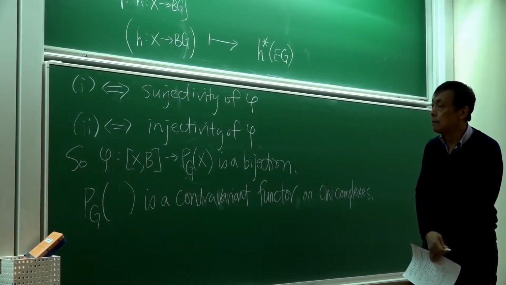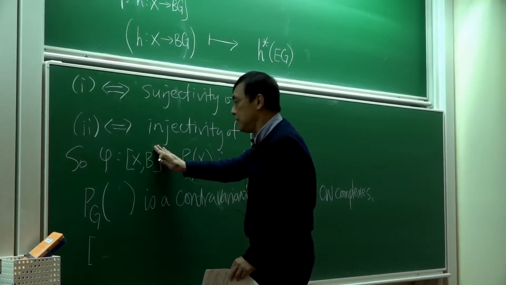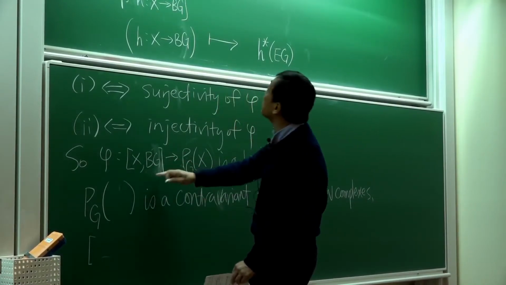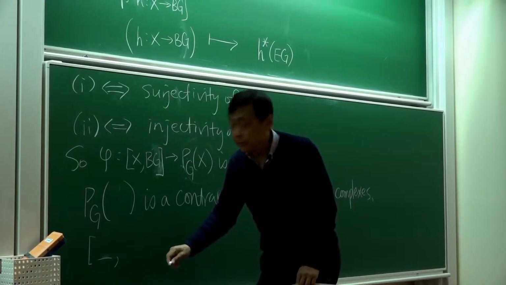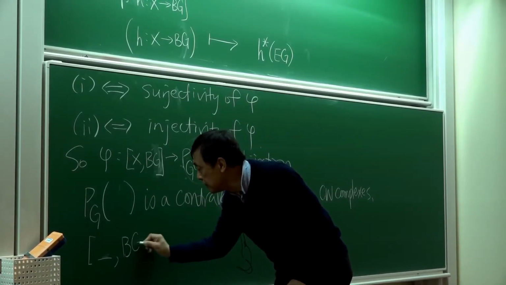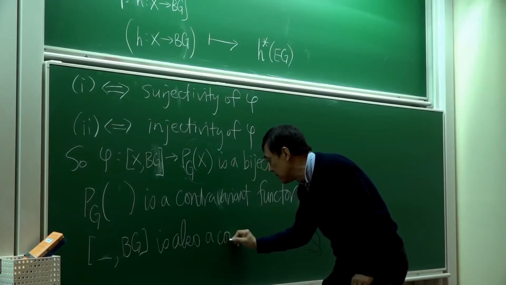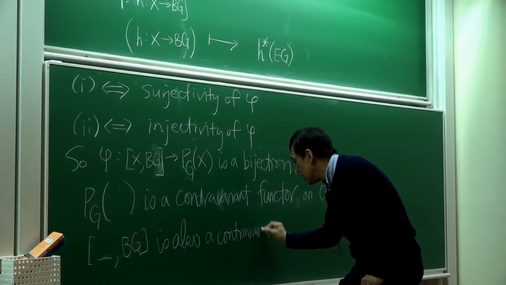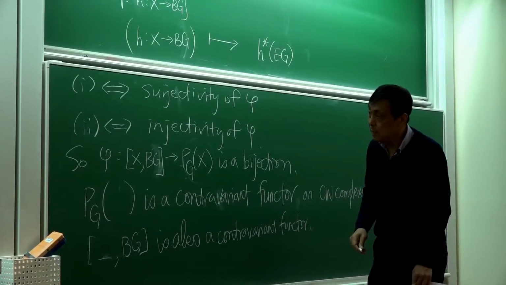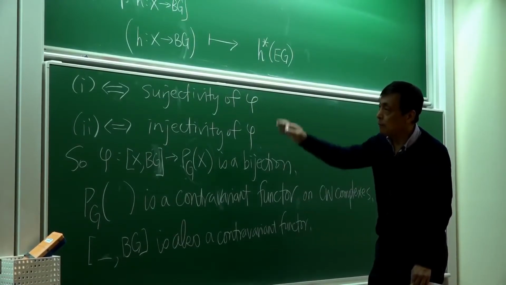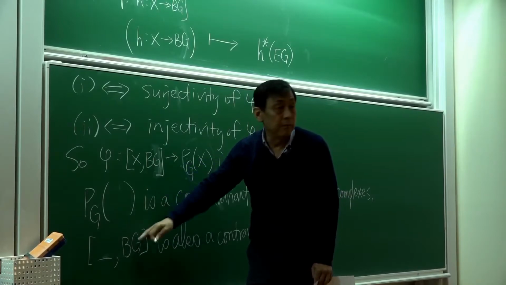Now I should put a BG here, right? So this homotopy classes of maps from some CW complex into BG is also a contravariant functor. So if BG is the base of a universal bundle, then these two functors are equal.